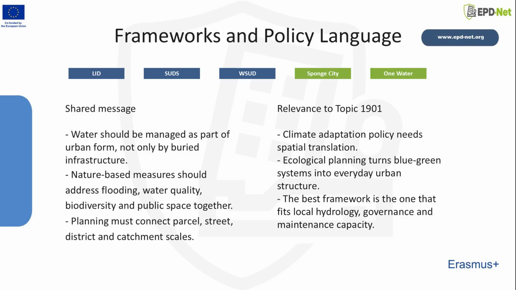Different regions and planning traditions use different terms to describe contemporary stormwater management. These include LID, SUDS, WSUD, Sponge City, and One Water. Although the terminology varies, the shared message is broadly consistent. Water should be managed as part of urban form, not only through buried infrastructure. Nature-based measures should address flooding, water quality, biodiversity, and public space together. Planning should also connect multiple scales, including the parcel, the street, the district, and the catchment.